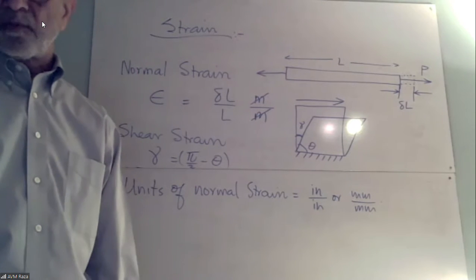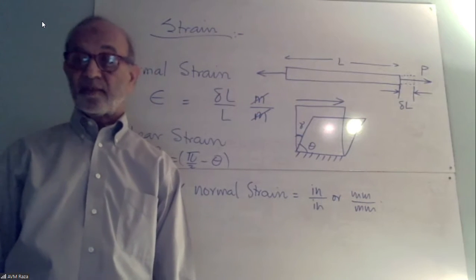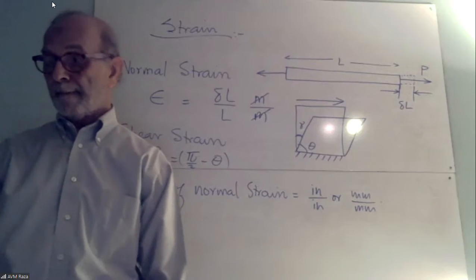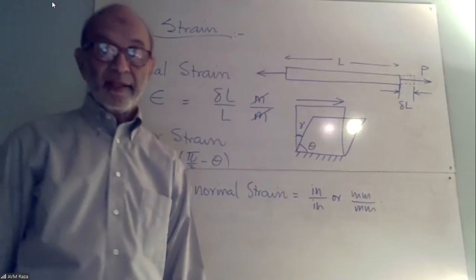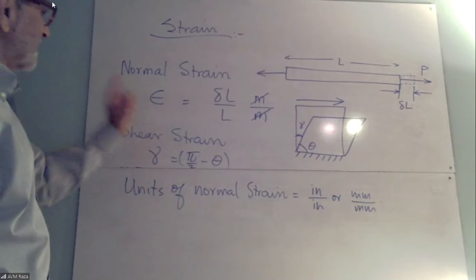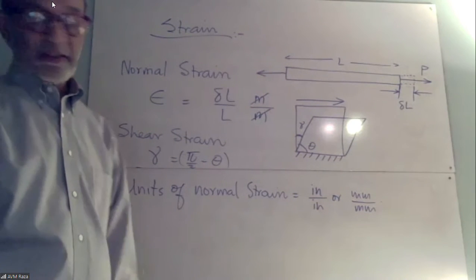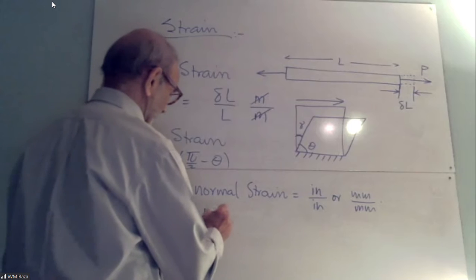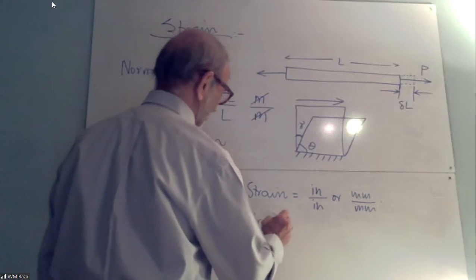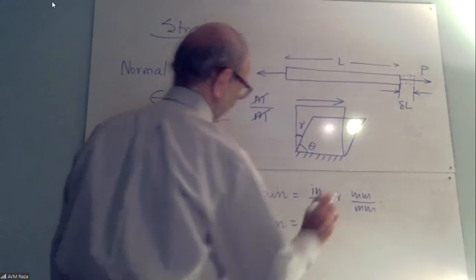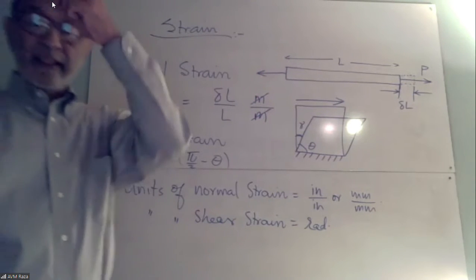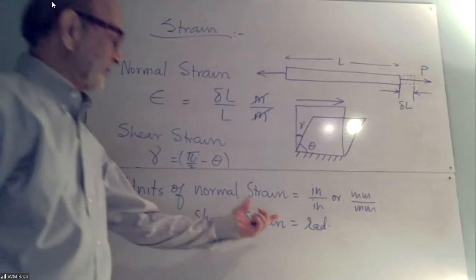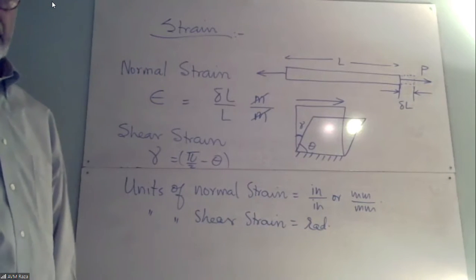This could be a conceptual question. What are the units of normal strain? You will have to say these are inch per inch. Everybody good? How about units of shear strain? What will be the units of shear strain? Obviously, since this is an angle, the units of shear strain would be radians. And radian itself doesn't have any units as such. It's just the measure of the angle, and radian is considered to be unitless also. So it doesn't have any units.